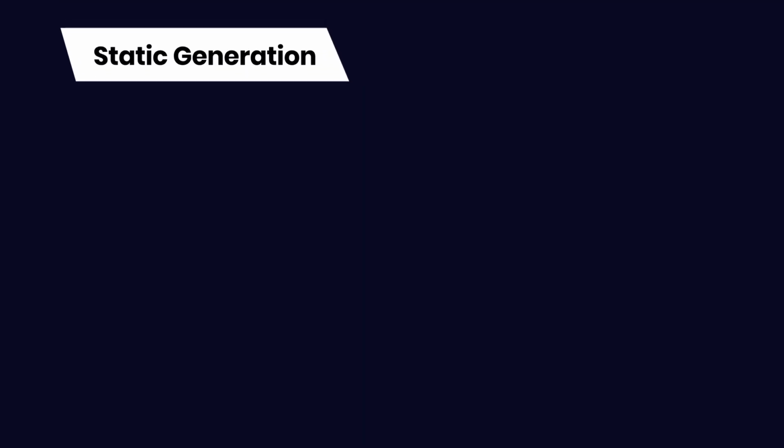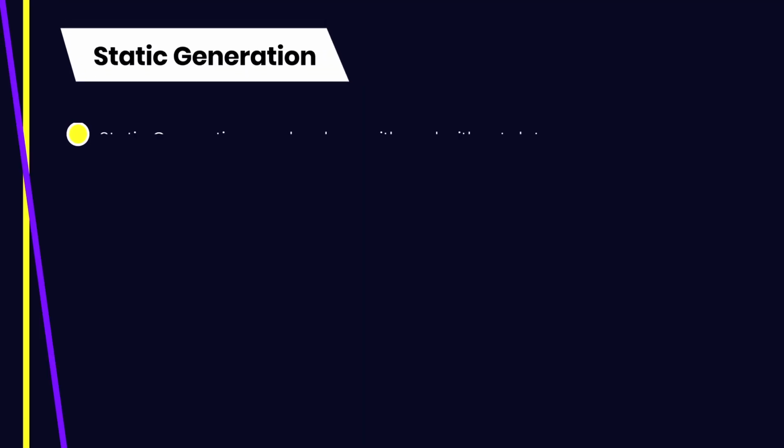So let's start with the static generation. Static generation can be done with and without data. All the pages you've created do not require fetching external data. Those pages will automatically be statically generated when the app is built for production.